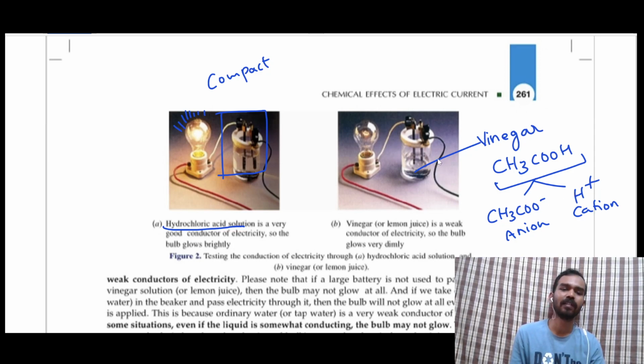So that means when current goes to this rod, the electron is flowing. Then again it is reaching here. So it can see some ions. So the ions will move. Therefore, the bulb is glowing, but not that much, dim. It is dim, very dim. It is there. So that means your vinegar is also an electrolyte.